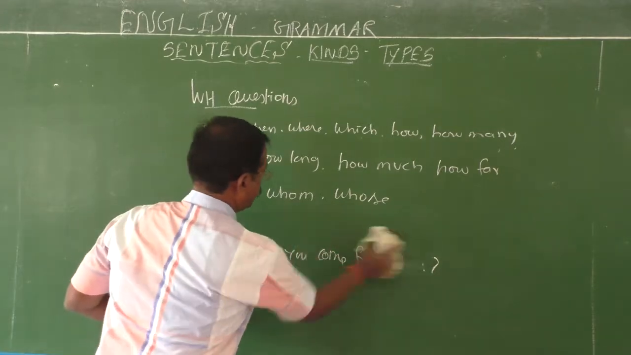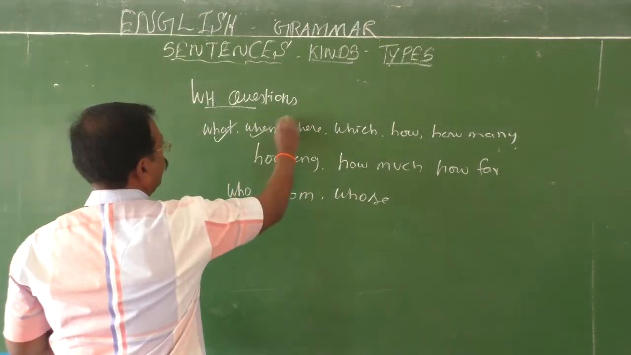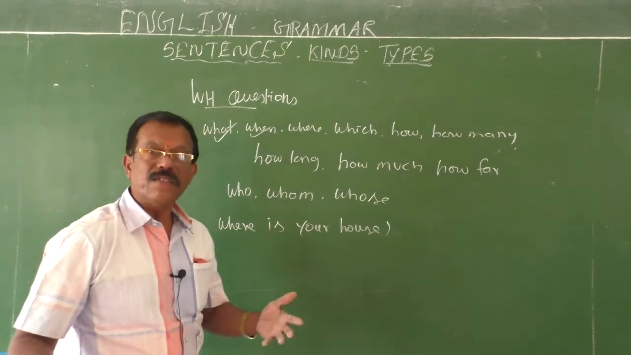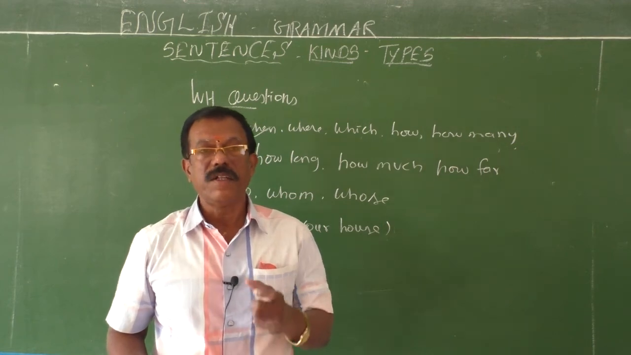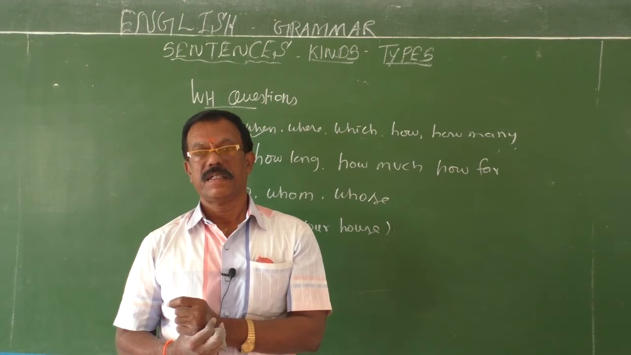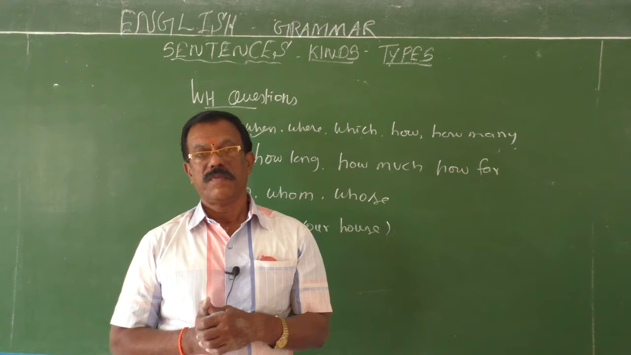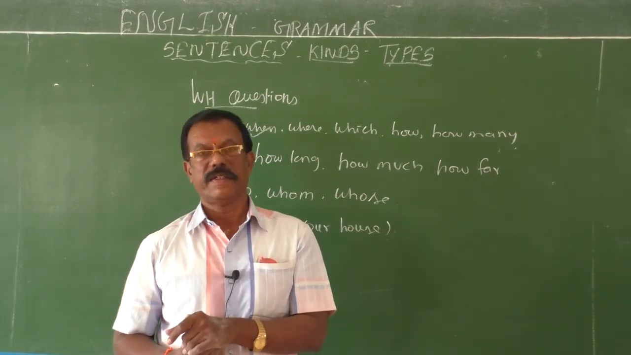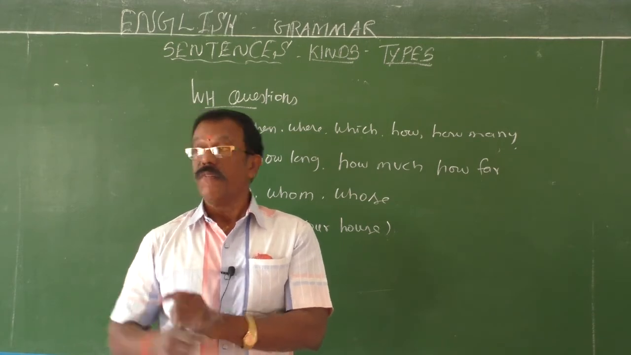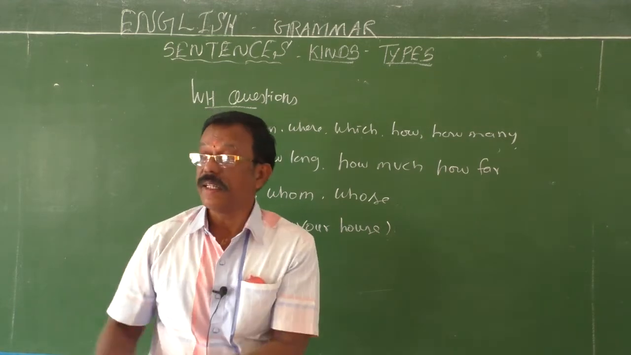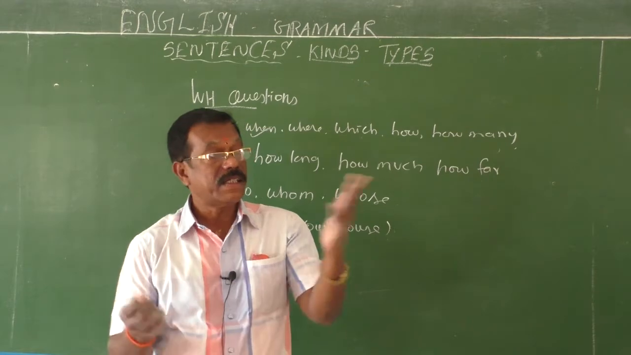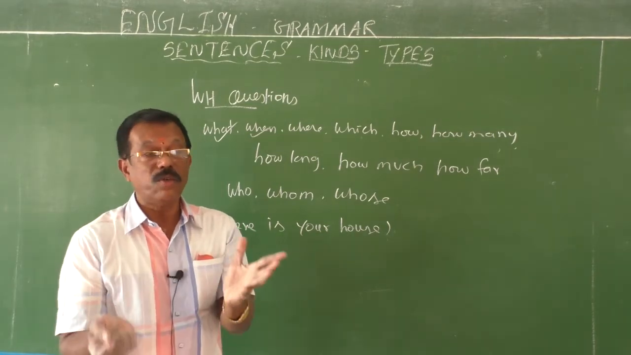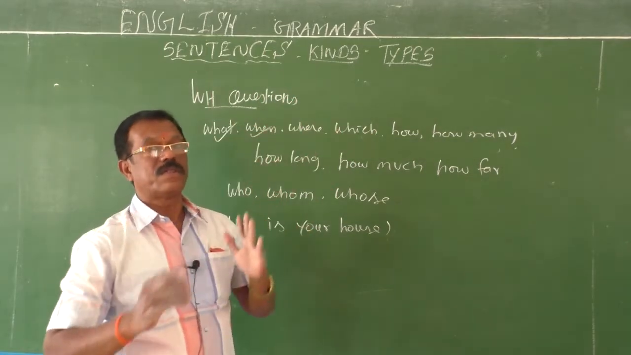Another example, where. See, what, when, next where. Where is your house? Where is your school? Where do you keep your bag? Where do you want to go? Where do you go regularly? So where do you go? Like where do you like to go? So many questions. Where is your friend's residence? Where is the park? Where is the vehicle stand? Where is the library? Where is the swimming pool? Where do you have your supper? Where do you keep your books? So many questions. Okay, fine.